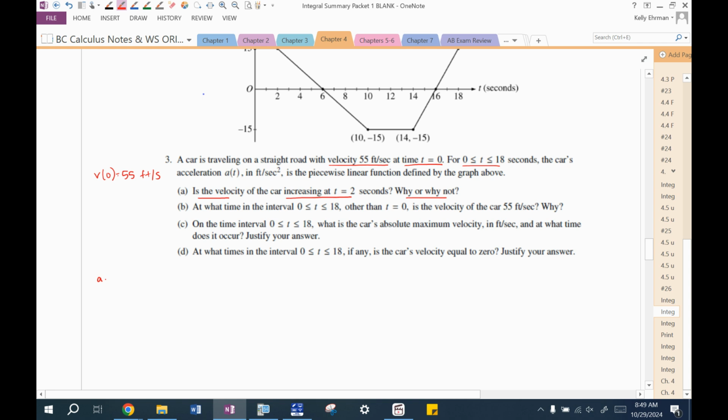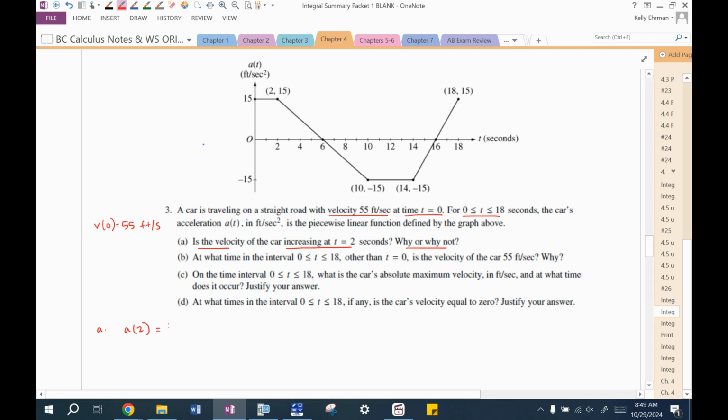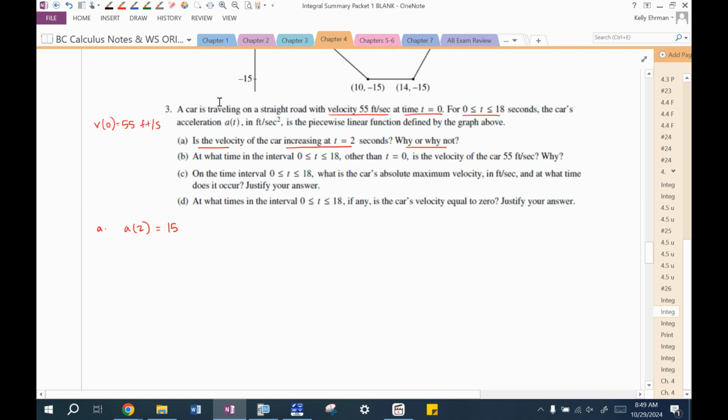So if I want to know whether the velocity is increasing at 2 seconds, I should evaluate the acceleration at 2 seconds because that's velocity's derivative. See what it comes out to. So what is a of 2? I can just pick that off of the graph. A of 2 is equal to 15, which means that a of 2 is greater than 0. So v of t is increasing at t equals 2. I don't really want to say v of 2 is increasing. That's like a singular point. But the velocity is increasing at 2 seconds because the acceleration is positive.